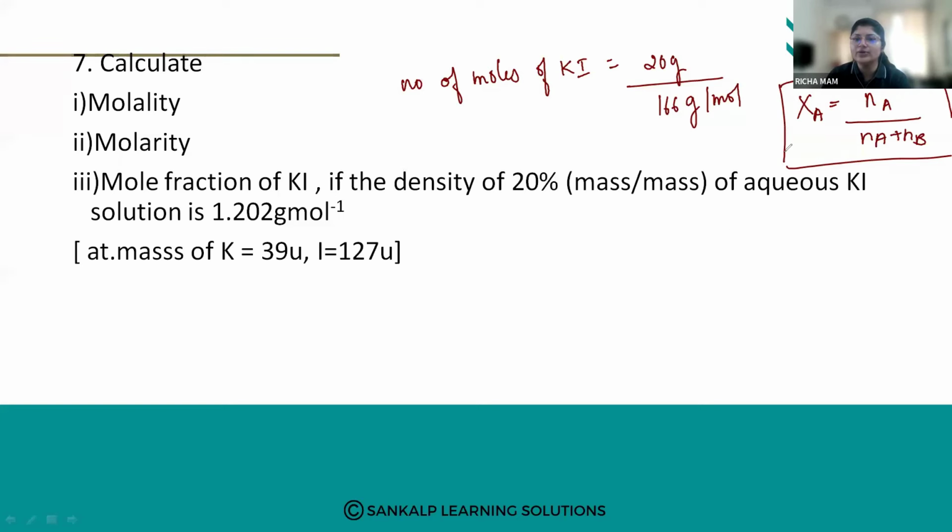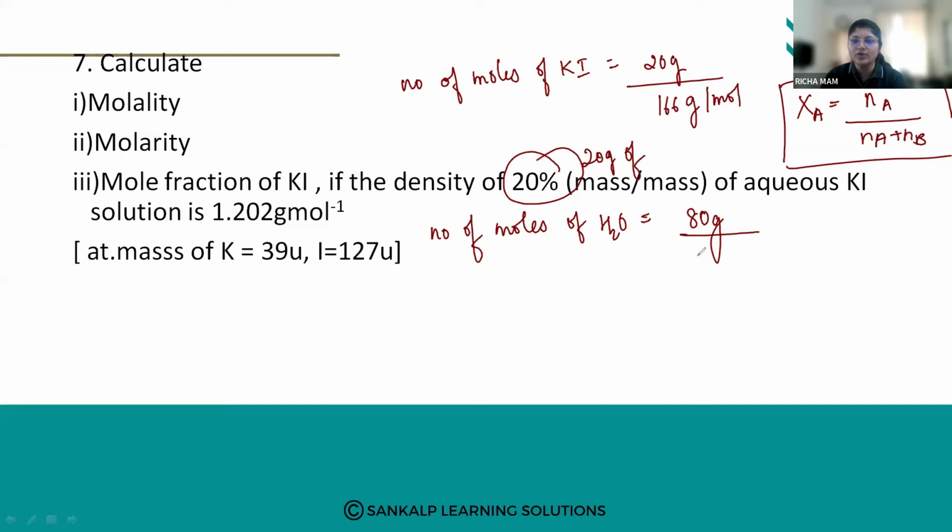Now, similarly, this is for the solute. Now I have to calculate for the solvent. What is the number of moles of solvent? That is water, number of moles of water, H2O. So what is the given mass of the water? Water is 80 grams, right? Because 20% means 20 grams of solute dissolved in 80 grams of water. So 80 grams divided by the molar mass of water, which is 18 gram per mole.